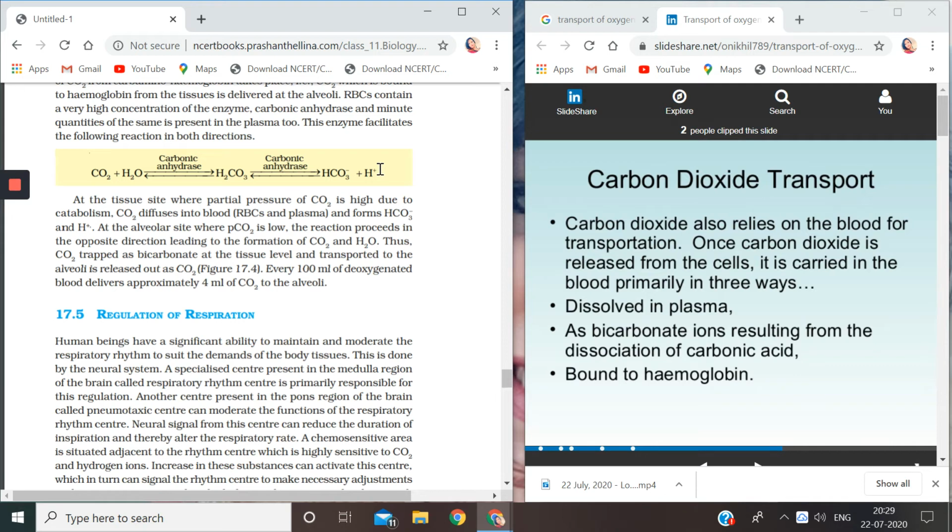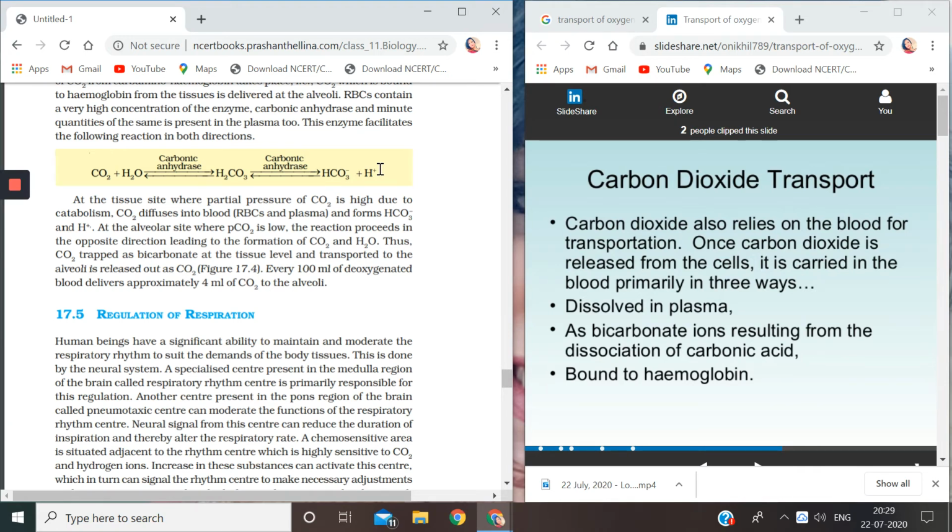When carbon dioxide combines with water in the presence of carbonic anhydrase, what is formed? Bicarbonate is formed, or carbonic acid is formed. This is H2CO3, carbonic acid. Now this carbonic acid is split into ions, that is bicarbonate, hydrogen carbonate ions, and hydrogen ion, that is H plus. Now accumulation of this H plus ion in the blood will make the blood more acidic.